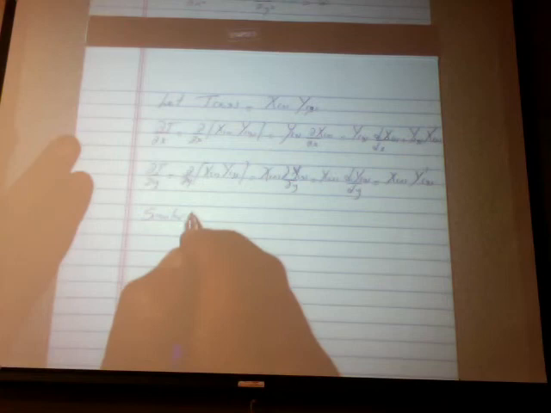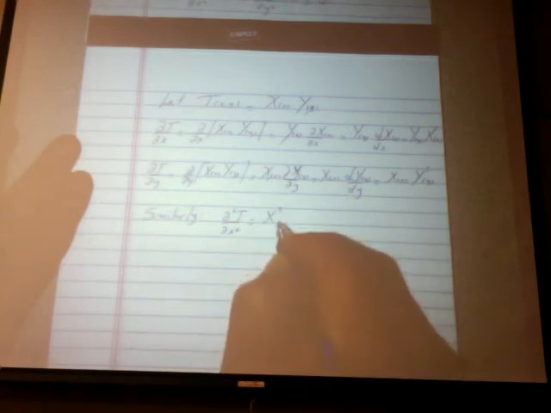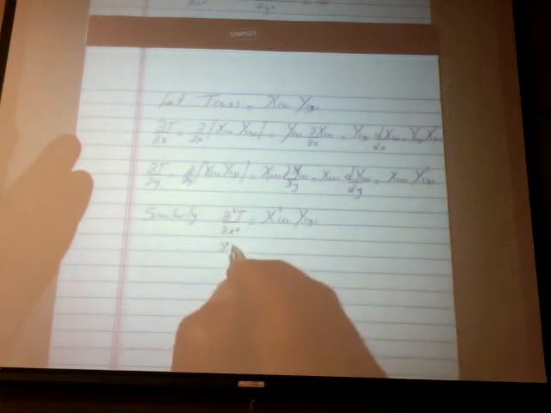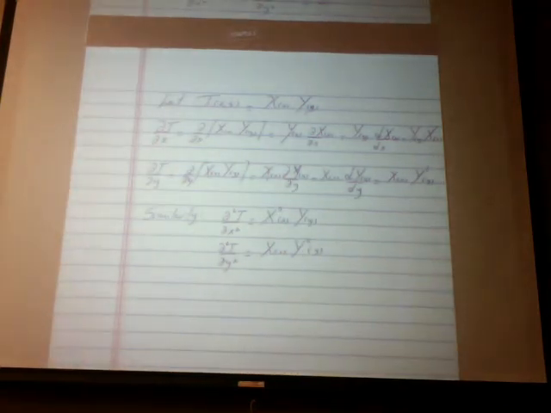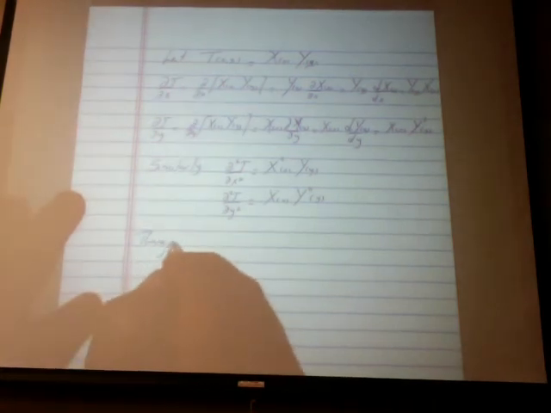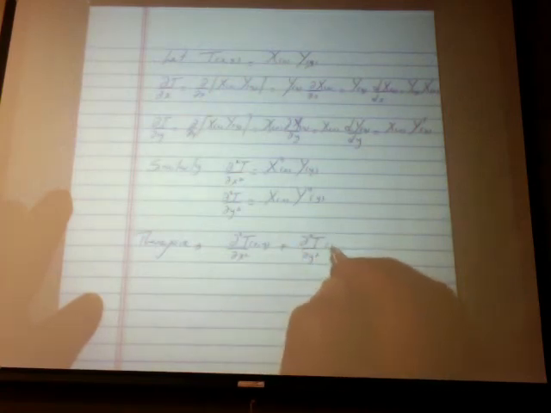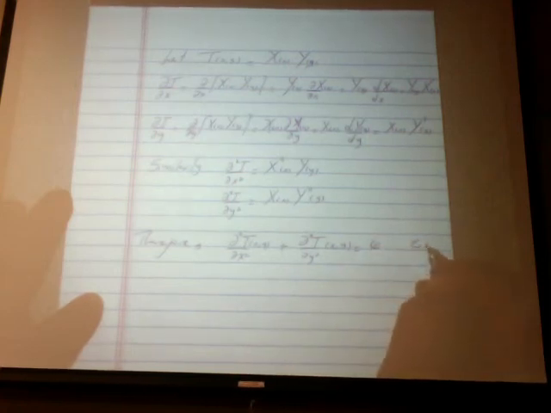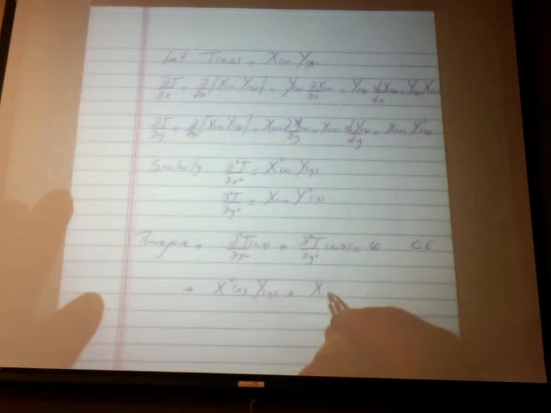Similarly, the second derivative of T with respect to x squared will be equal to X double prime of x times Y of y, and the second derivative of T with respect to y squared will be X times Y double prime of y. Therefore, the governing equation translates into X double prime Y plus X Y double prime of y is equal to 0.